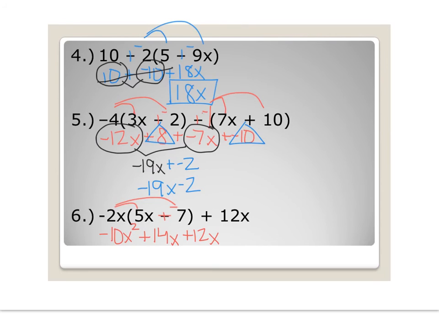And again, combining like terms. The 14 and the 12, those two are like terms because they both end in just an x. This one is x squared, so it's not like the others.